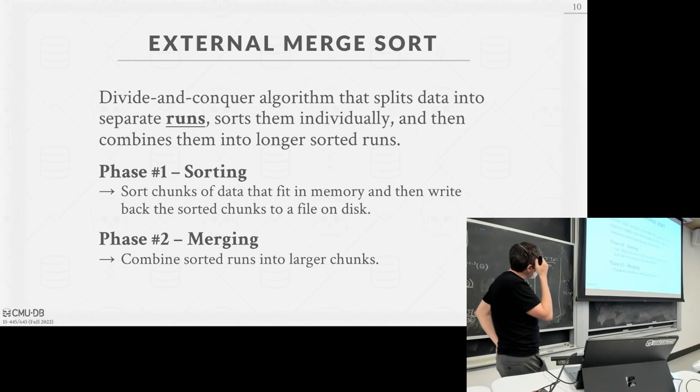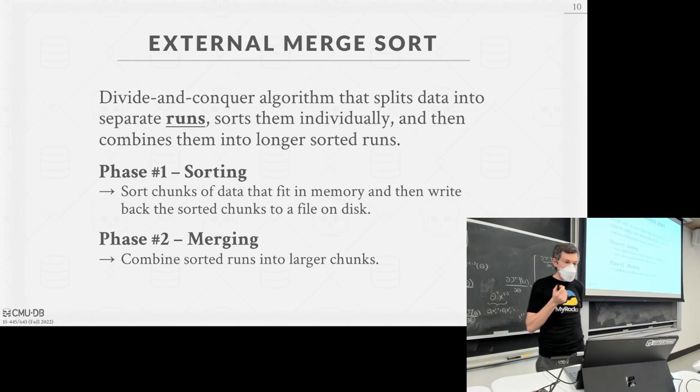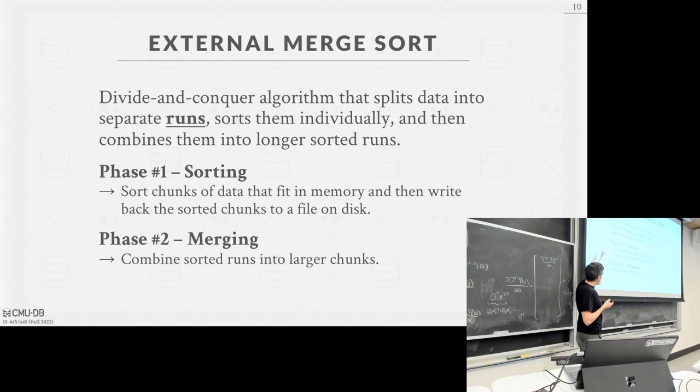What is likely more common is the external merge sort. Again, this is a divide and conquer algorithm that's going to split the data into separate runs, and then you're going to sort these runs individually. And then in subsequent phases, you're going to combine sorted runs together to make larger sorted runs until you completely sort the entire data set. Now, what is confusing is that there are two phases, the sorting phase and the merging phase, and then this thing will get repeated.